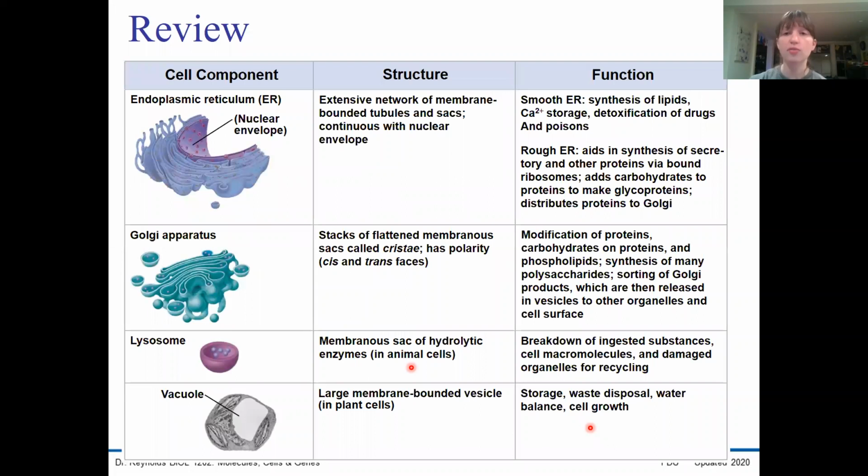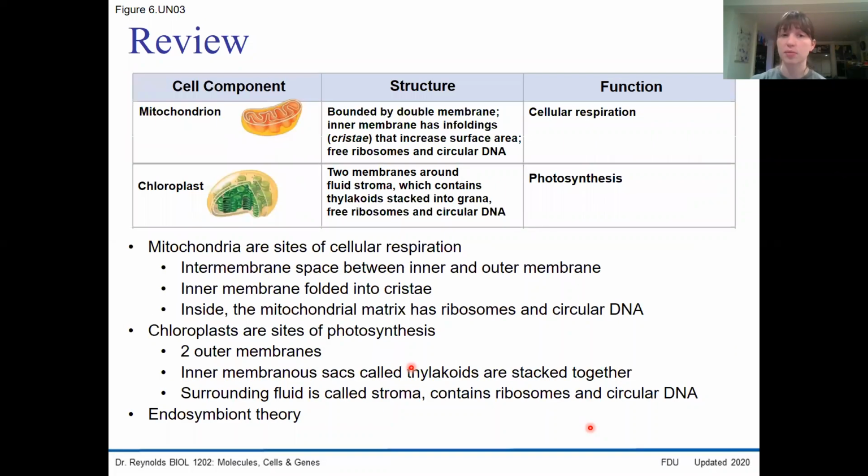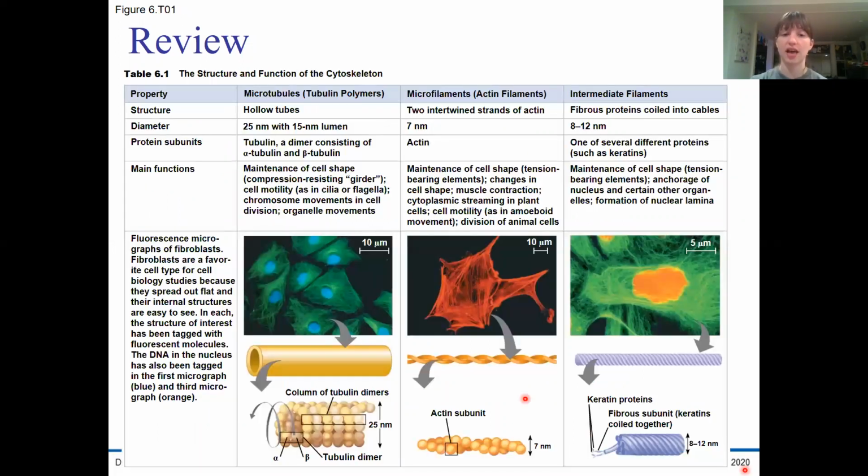And there are some really fantastic review components found in your textbook that will allow you to walk through each one of these components in the cell, as well as view them as a larger component. So please make sure you take advantage of that textbook as you review.